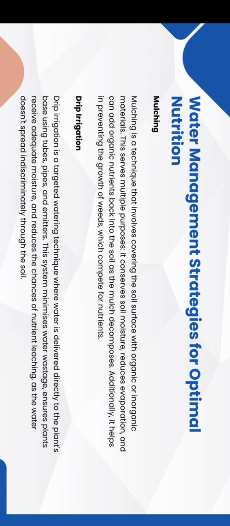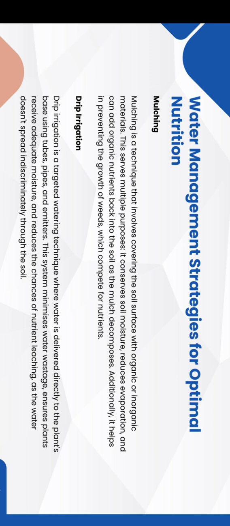Mulching. Mulching is a technique that involves covering the soil surface with organic or inorganic materials. This serves multiple purposes. It conserves soil moisture, reduces evaporation, and can add organic nutrients back into the soil as the mulch decomposes. Additionally, it helps in preventing the growth of weeds, which compete for nutrients.